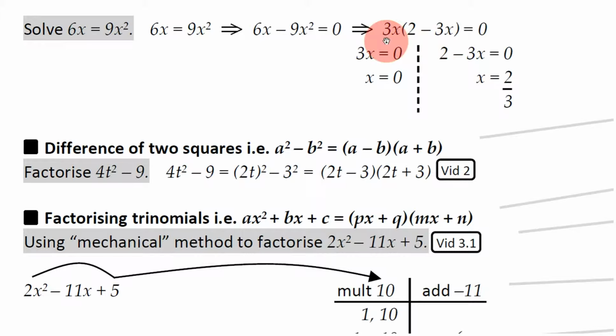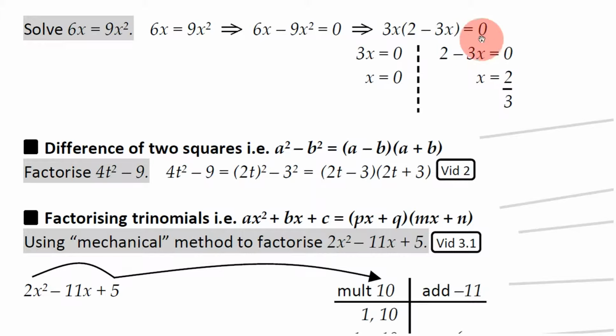We said 3x times what makes 6x: 3x times 2, so 2 is the first bit there. And 3x times what makes minus 9x squared: 3x times minus 3x. And that's the factorized version of that, and it's still equal to 0, since this is the same as that, and this is equal to 0, that should still equal 0.